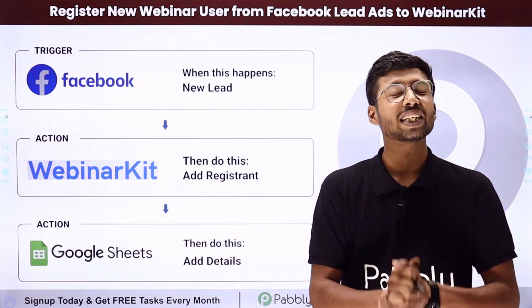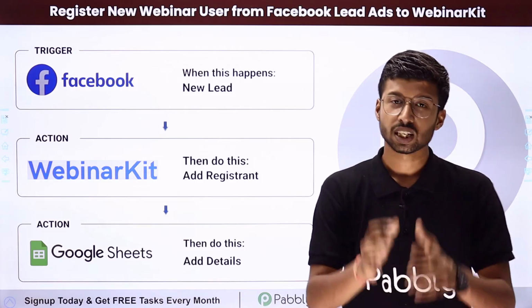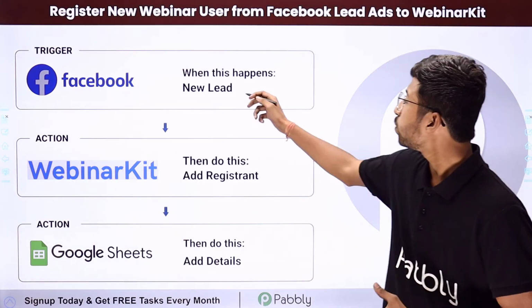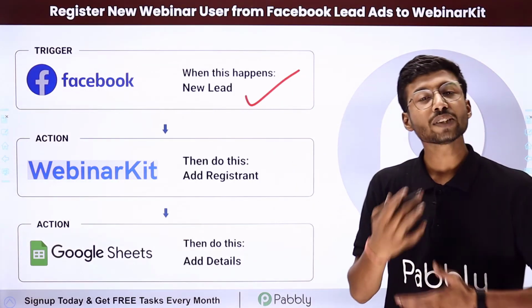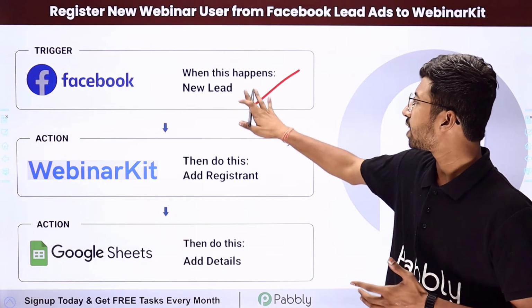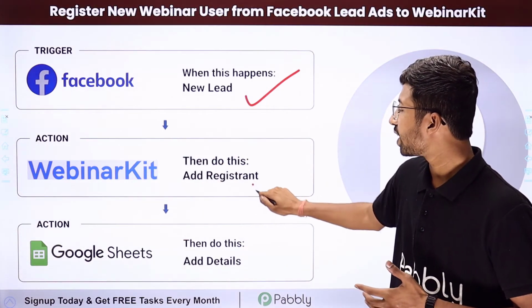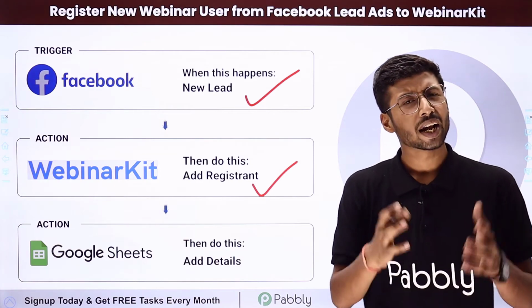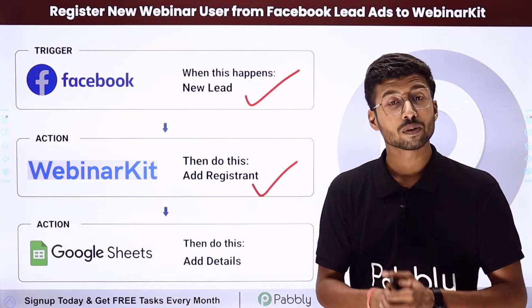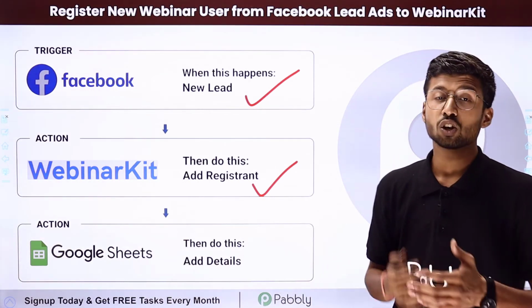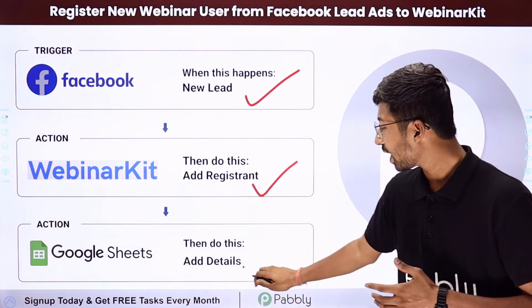Now guys, you can basically automate this complete process, and the trigger of this automation will be new leads in Facebook lead ad. So as we receive a new lead, automatically that lead will be added as a registrant in the webinar in WebinarKit. And also to maintain the record of all of these leads, we will add these leads or their details into a Google Sheet as well.